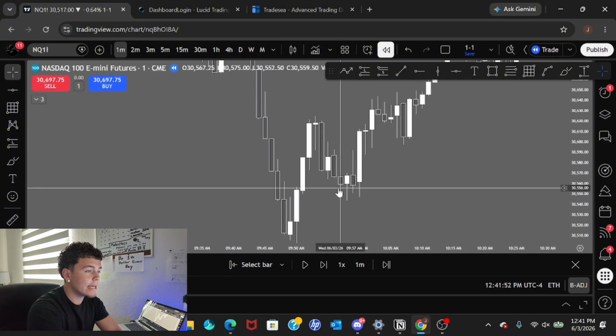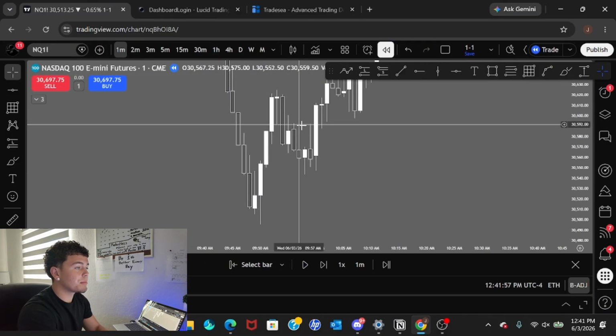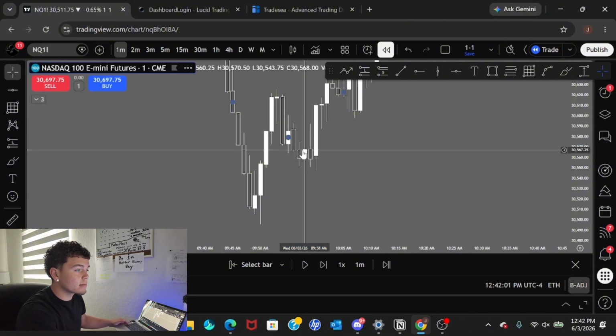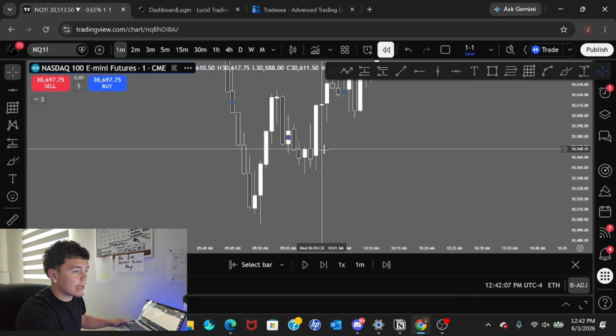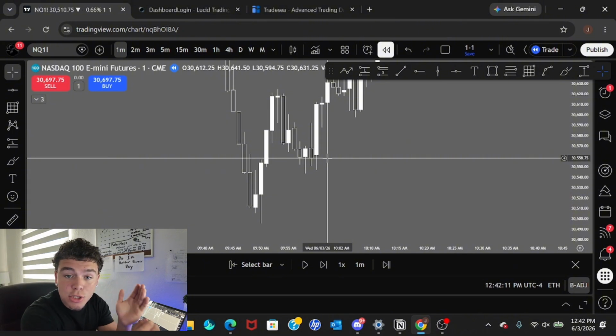We see here, right? We're not having those 50-point candles anymore. Now we start having 20 points. And then we have 8 points. And then we have 12 points. Momentum is starting to slow down.